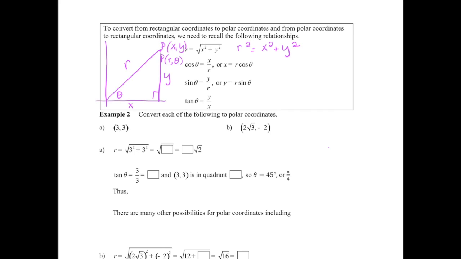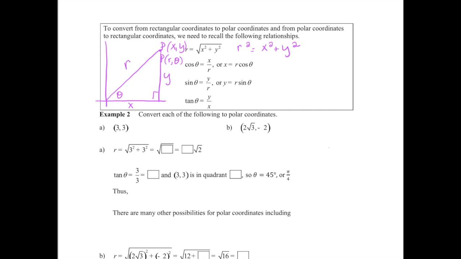And similarly, sine of theta is opposite over hypotenuse. Solving for y, we have y is equal to radius times sine of theta. And tangent is opposite over adjacent, or y over x. Let's convert each of the following to polar coordinates.